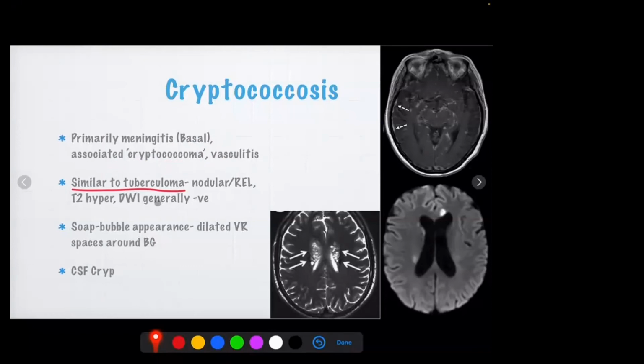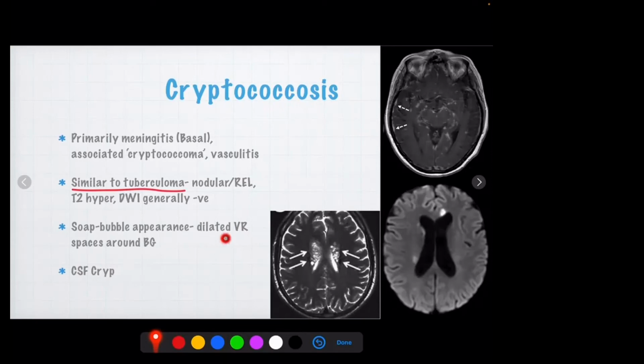So nothing much differentiates that way, but we don't have this dilemma often because we have a CSF study which generally comes out positive, because cryptococcal antigen is highly specific and sensitive both, and is the ideal test. So hence we don't have much dilemma generally.